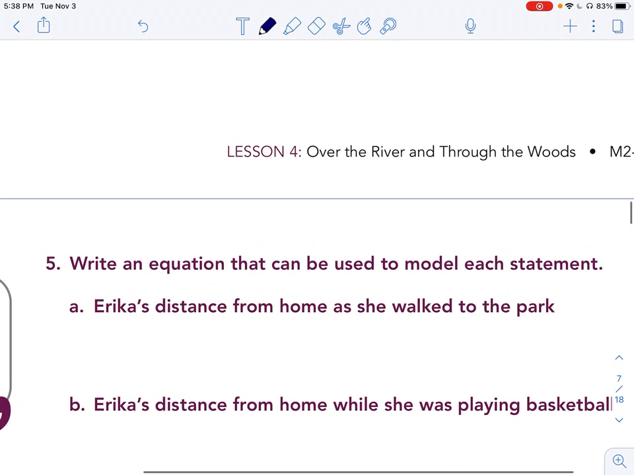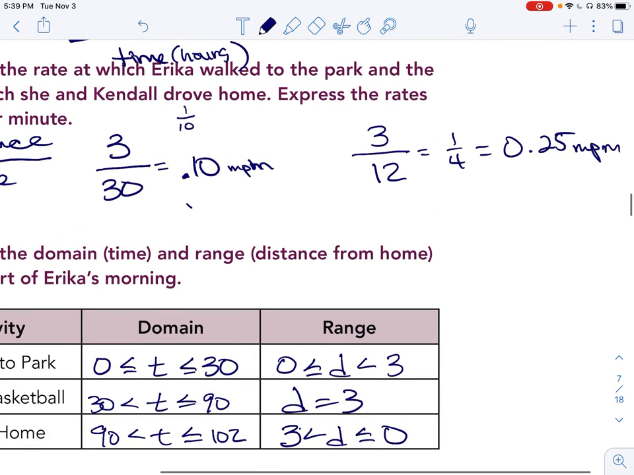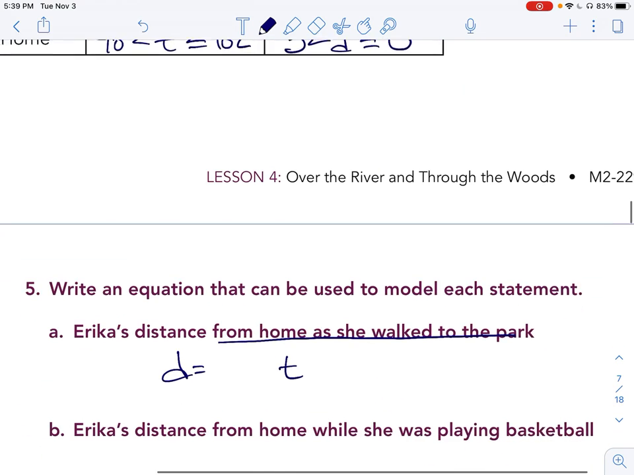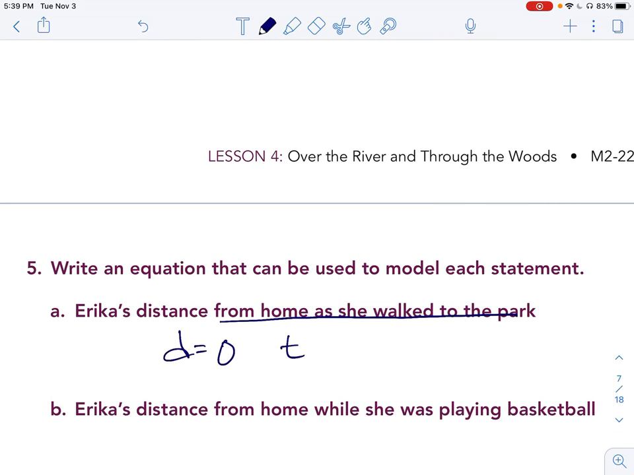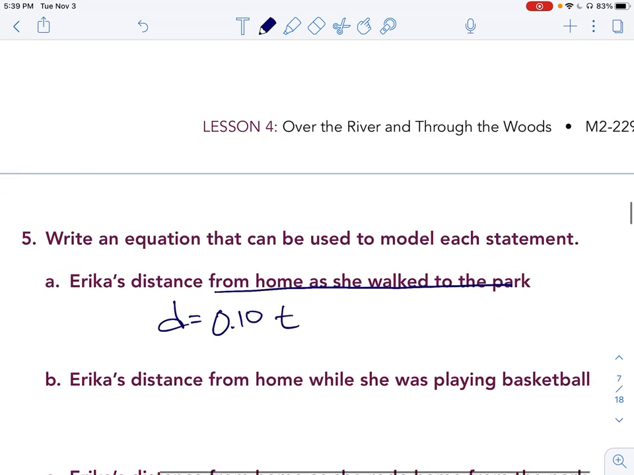Okay, so it says write an equation that can be used to model this. So D and T, the distance from home as she walked to the park. Well, we said that that was 0.1 miles per minute. And we started at home. So we started at 0, 0, so there's no adding of anything.